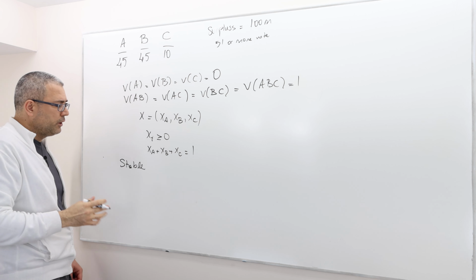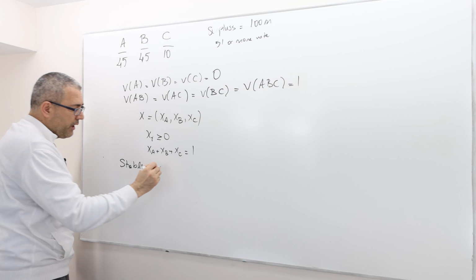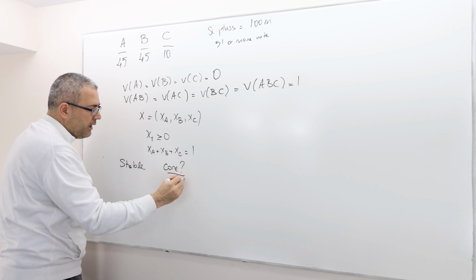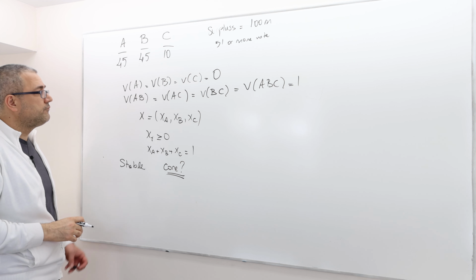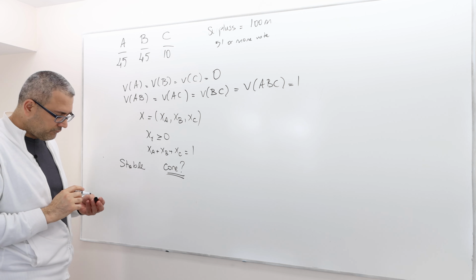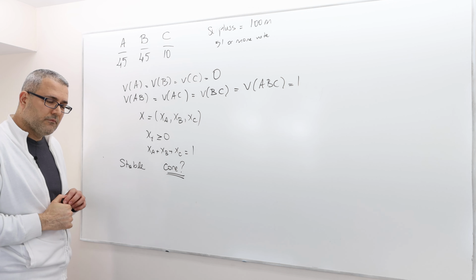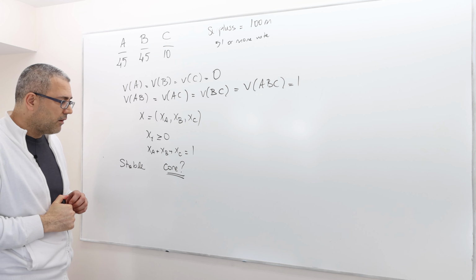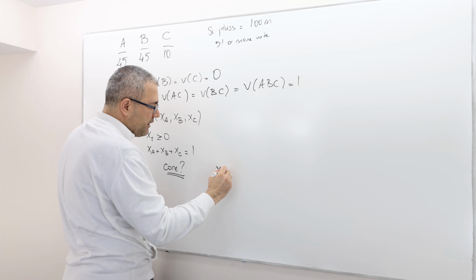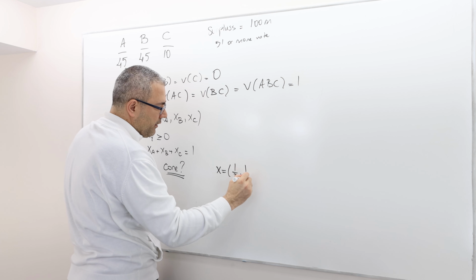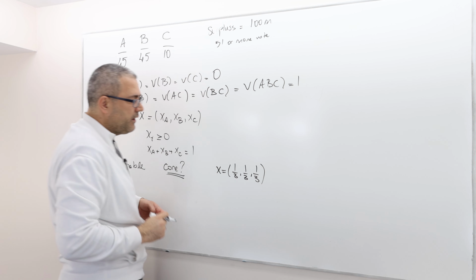So the first question is, what is the stable payoff vector or solution in this problem? Or what is the core? All right, so any idea? Would it be 1/3 for every party? Good guess, right? I mean, you can definitely make a guess. So let's consider this 1/3, 1/3, 1/3. Is it in the core?